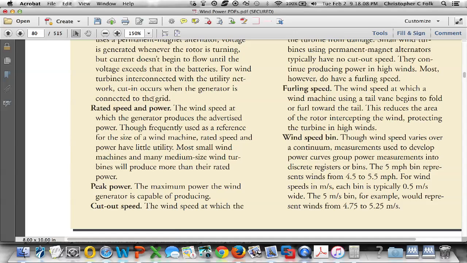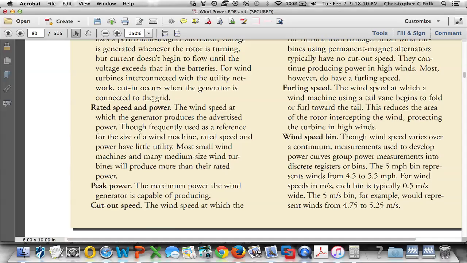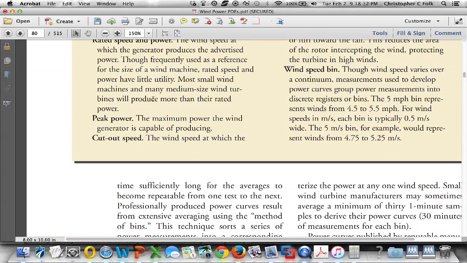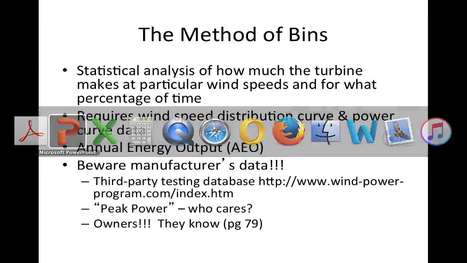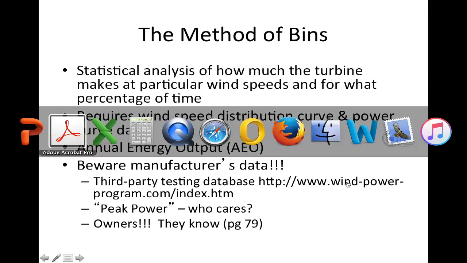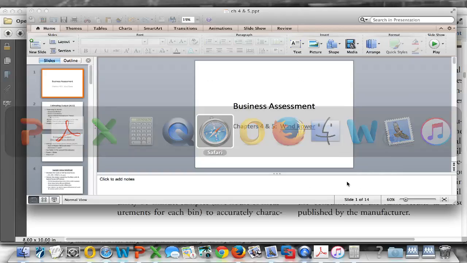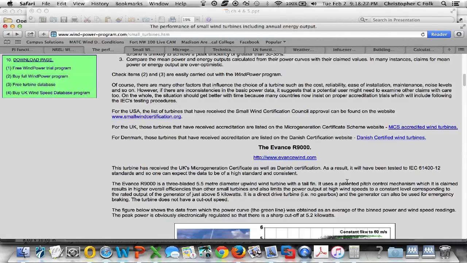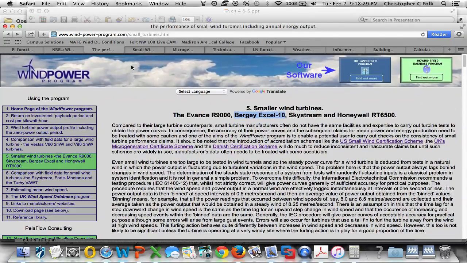So again, there's more information here on the power curve method, and feel free to read some of that. I want to go back now and talk a little bit about third-party testing. There's a database by a UK company that I just found that I'd like to show you. I'm going to whip over to the internet, and this is the company right here. They're called Wind Power, windpowerprogram.com. You click on this top number 1 here, that'll take you to the main page.